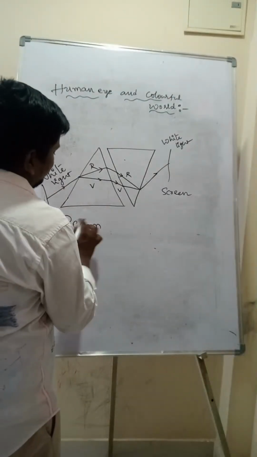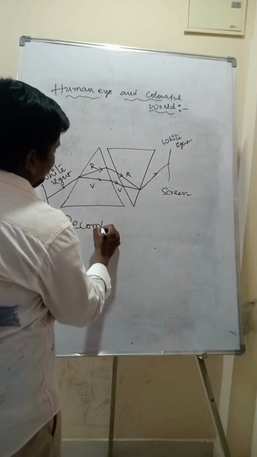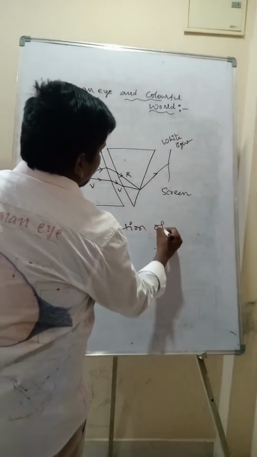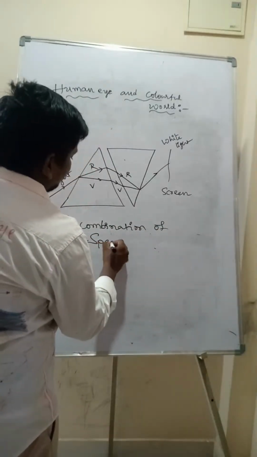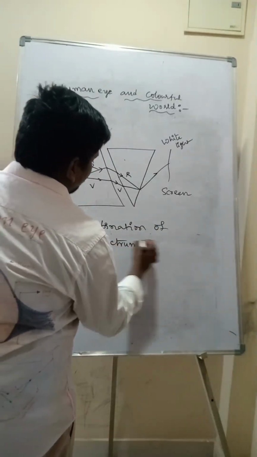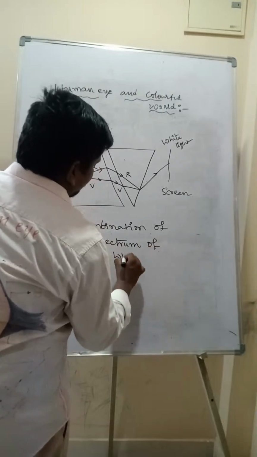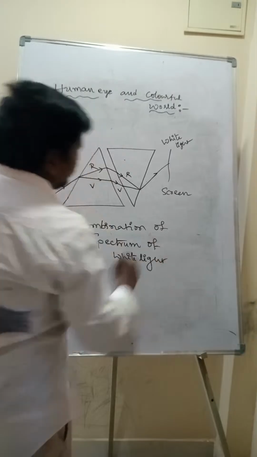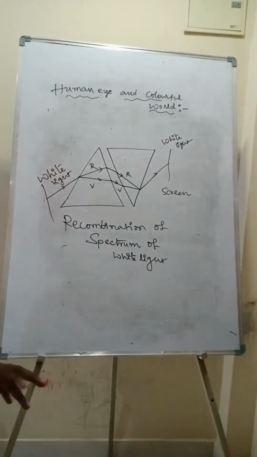That is about the recombination of the spectrum of white light.